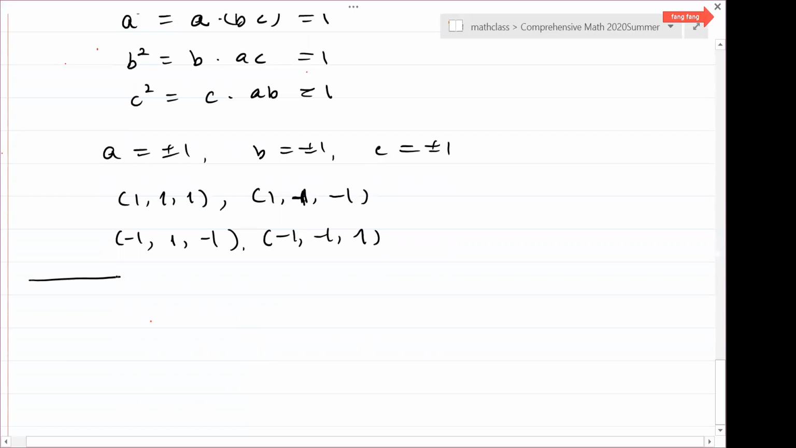So yeah, you know how to solve the equation. There is a kind of shortcut in the middle. Either multiply all the 3 equations together or add those 3 equations together.